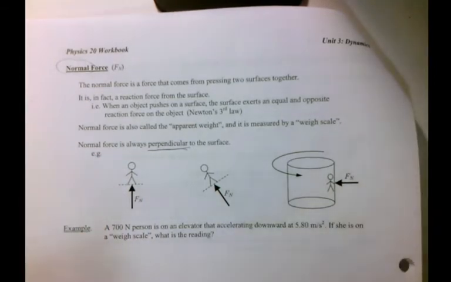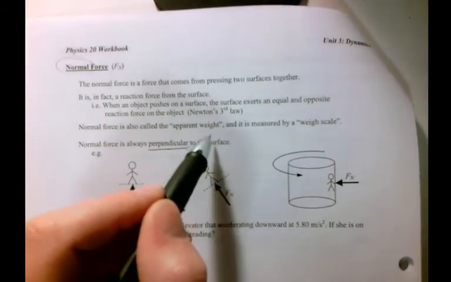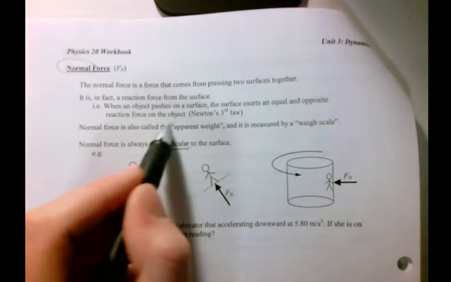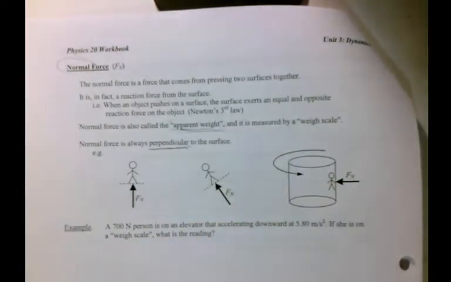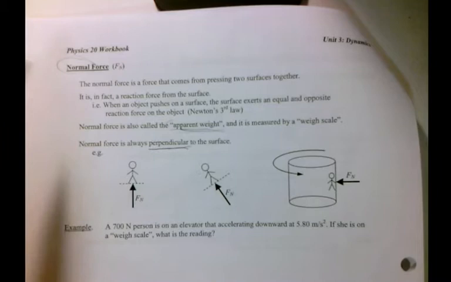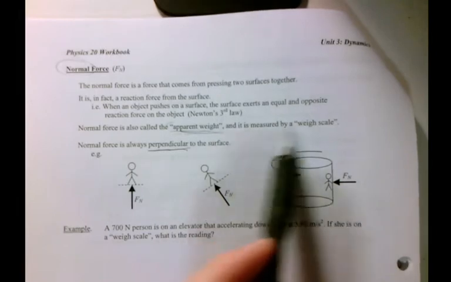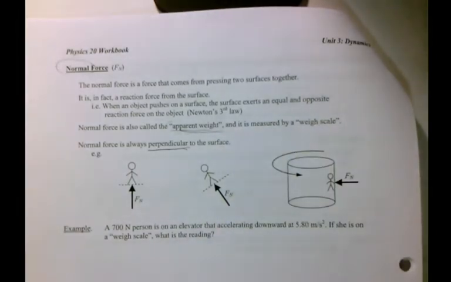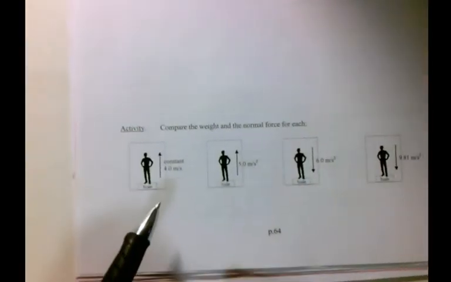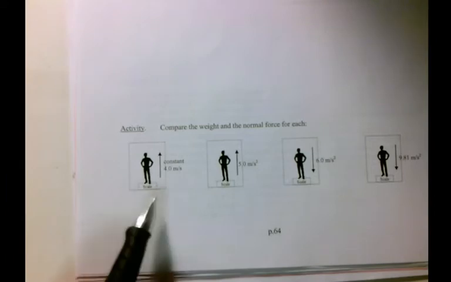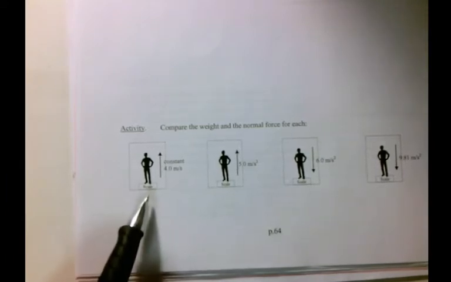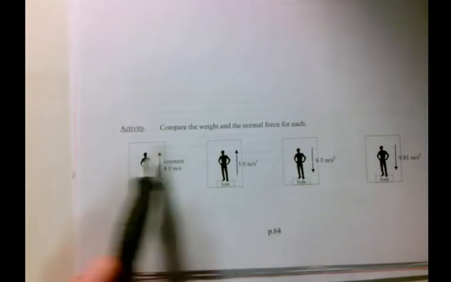Right, so just like we can call weight gravitational force, we can also call normal force our apparent weight. You're going to have a lot of problems that are talking about an apparent weight or how heavy you feel. That all comes down to this idea of normal force. So think about our weigh scale, our bathroom scale that we use. If you're standing in an elevator and it's traveling at a constant speed, your apparent weight would be the same as if you weren't moving at all, because you're not accelerating.